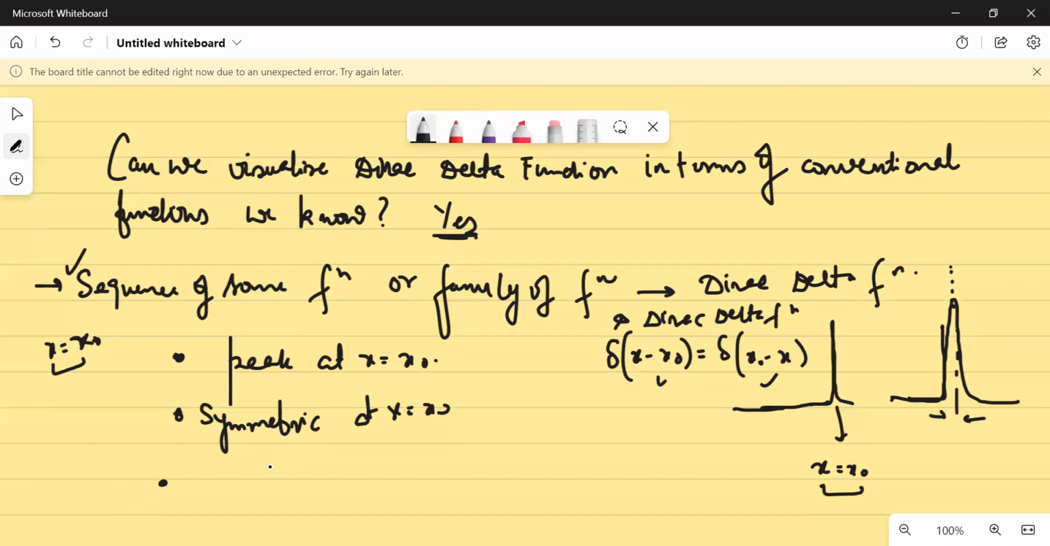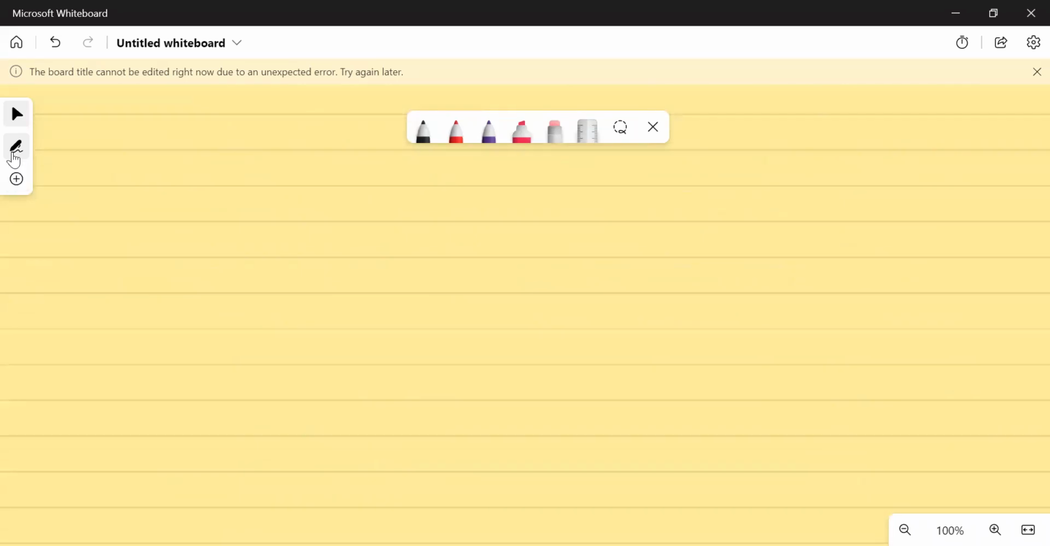And also it should be integrable, in the sense that the integral from minus infinity to infinity of dx over that particular function, let's say phi of x, should be equal to 1. Okay, is that clear? So now let us move ahead and see how to define certain functions in this manner. I'll go one by one.